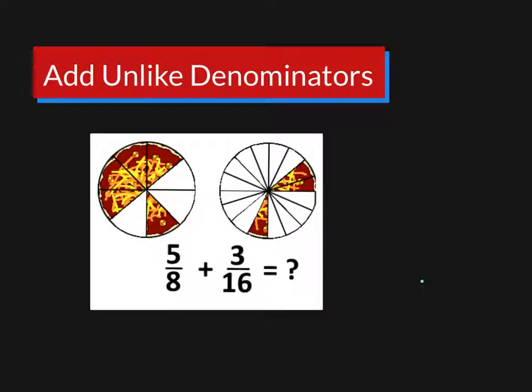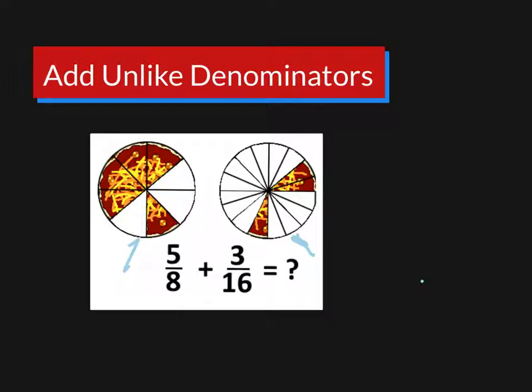Adding fractions is not as simple when the denominators are different. So here, if we have one pizza that's cut into 8 slices, and we have 5 of them left, then we have another pizza that's cut into 16 slices, and we have 3 of those left. Well, we can't add these because the pieces are different sizes.